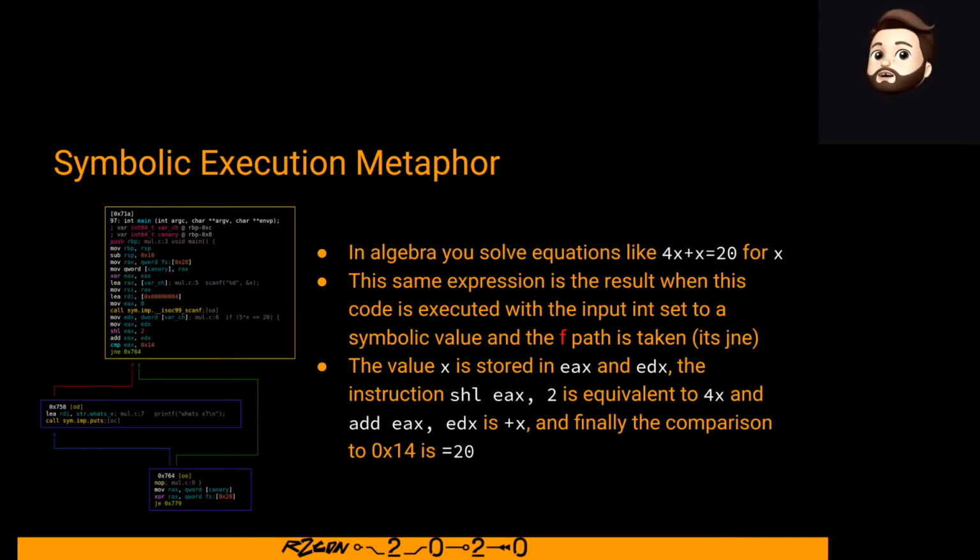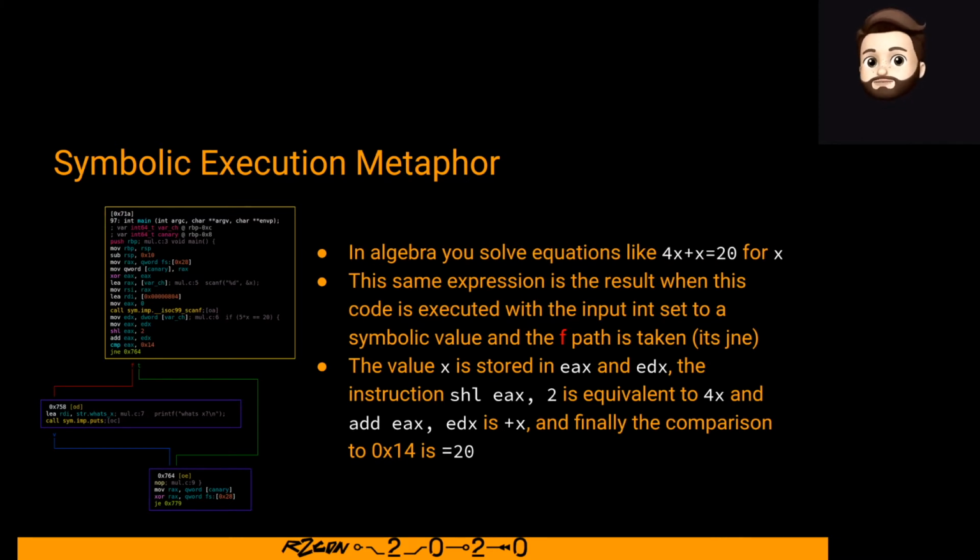So that same kind of expression is generated when you symbolically execute this code here on the left, with the input int set to a symbolic value and the false path is taken. So here we have just a scanf, which takes an integer and then a series of instructions.